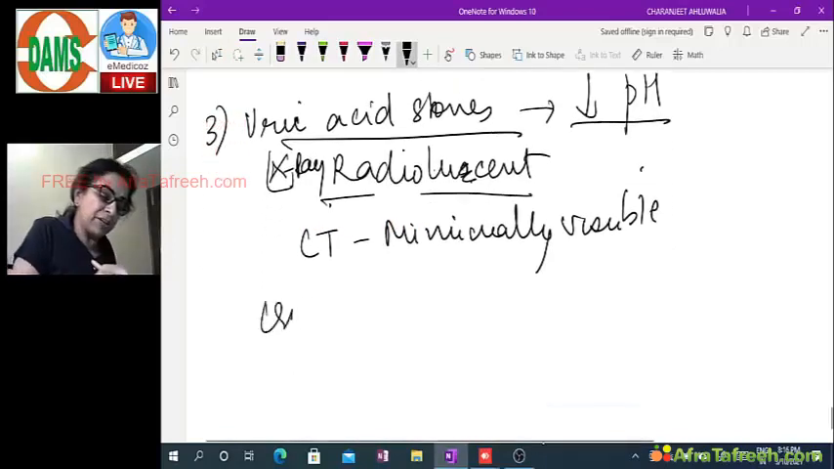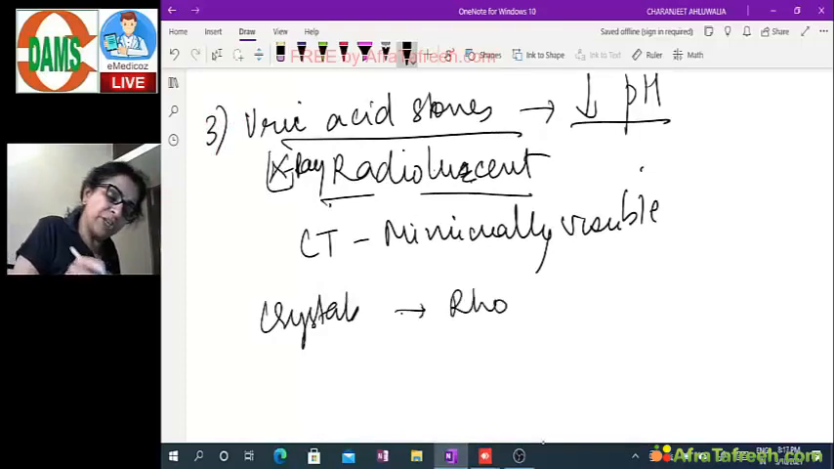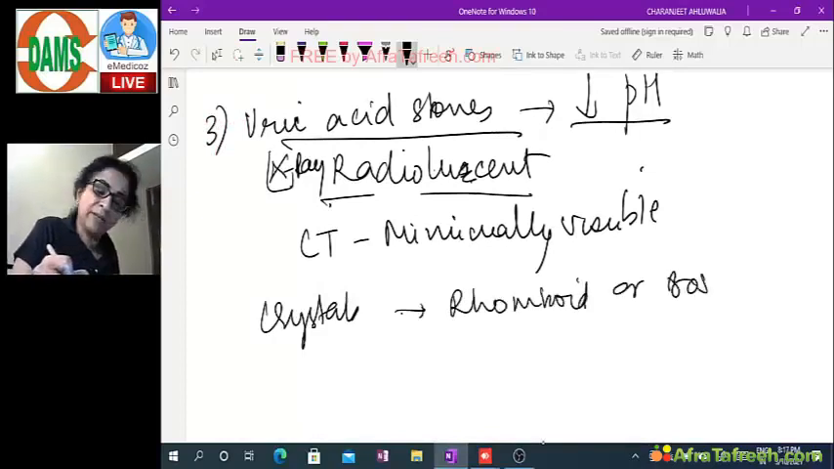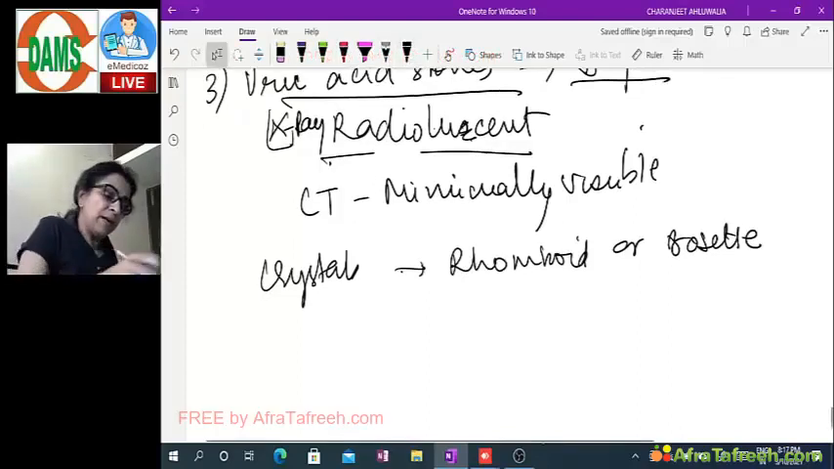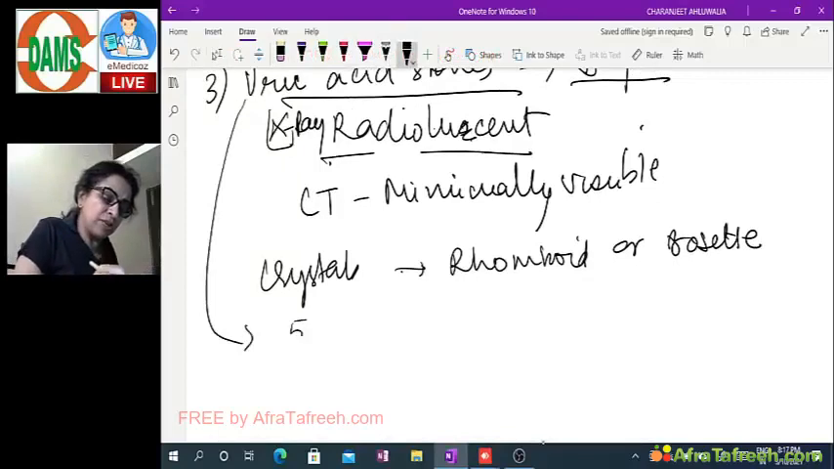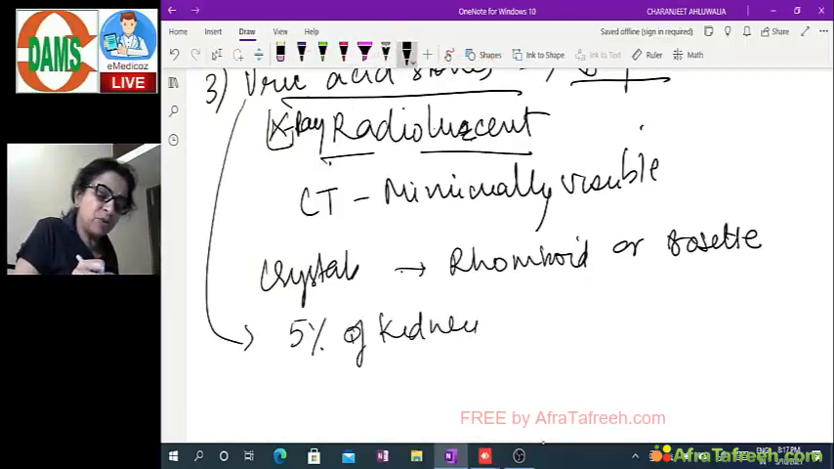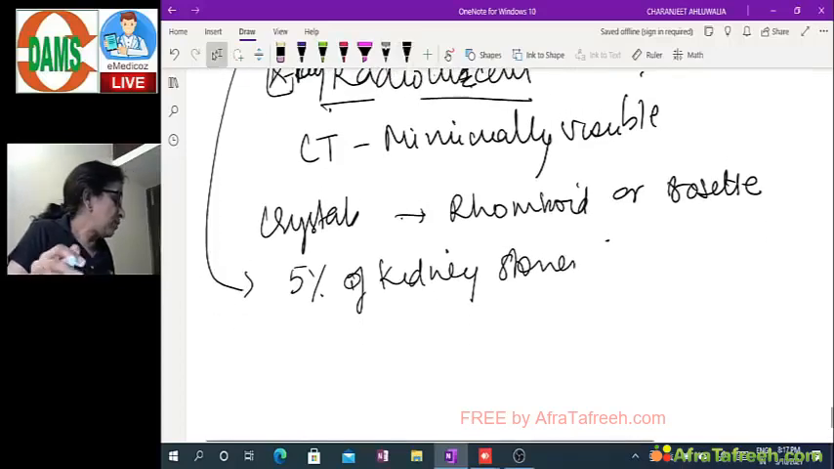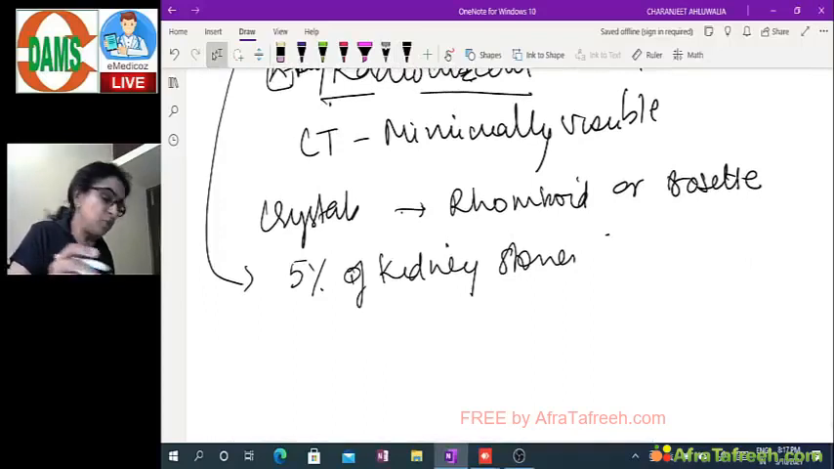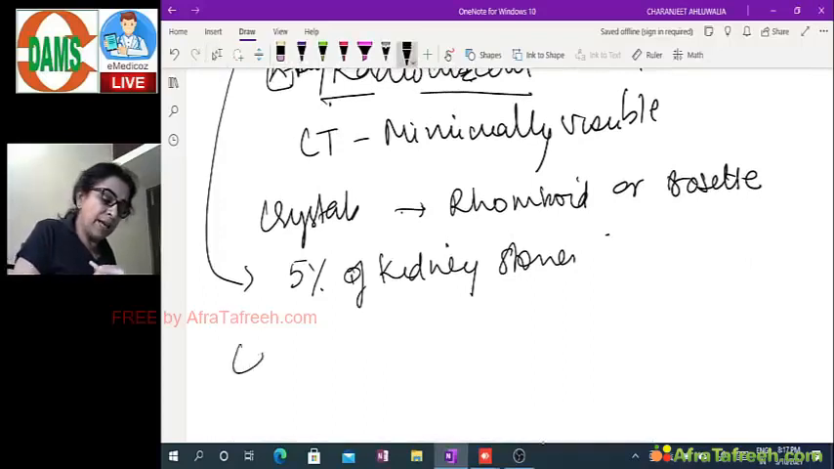अच्छा, corresponding crystals are found in the urine. Crystals कैसी होती हैं? Rhomboid or rosette shaped. अच्छा, uric acid stones जो हैं, they constitute 5% of kidney stones, and you know they have a strong association with, cause क्या है? Strong association with hyperuricemia.